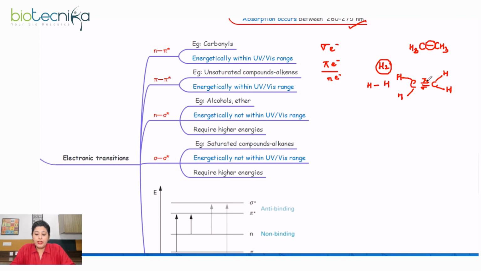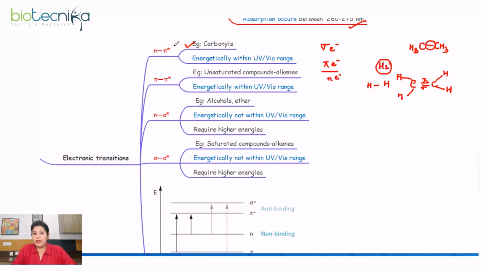And then you have the non-bonding electrons also. These are the paired non-bonding outer shell electrons, which you will find in oxygen or nitrogen. So these are the different types of transitions that are possible, as you can see here. Non-bonding to pi anti-bonding is an example of a transition you will find in carbonyls. Please remember that they are energetically within the UV visible range.